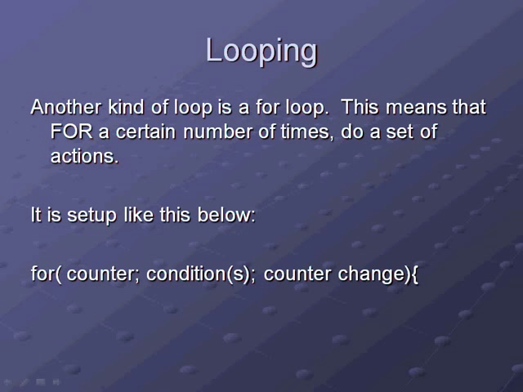So another kind of loop is a for loop, and this means that for a certain number of times do a set of actions. And it's set up like this below. Get the last bracket in there. You have for followed by an open parenthesis, counter followed by a semicolon, the condition or conditions that will keep your loop running is the next section, and the changes to the counter is the final section. Now this will obviously be explained, and you'll see a few examples of a for loop.